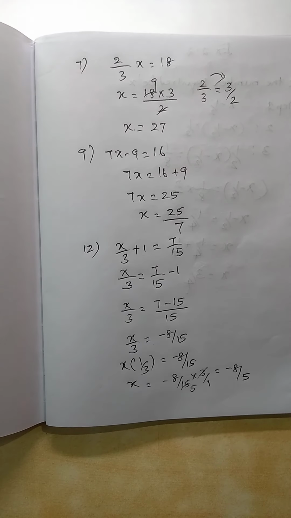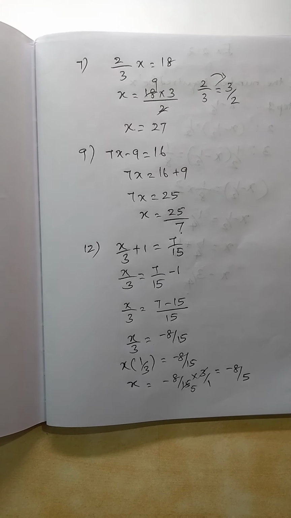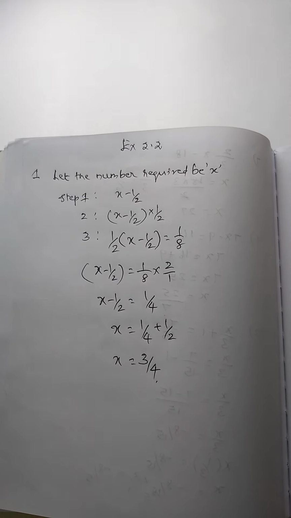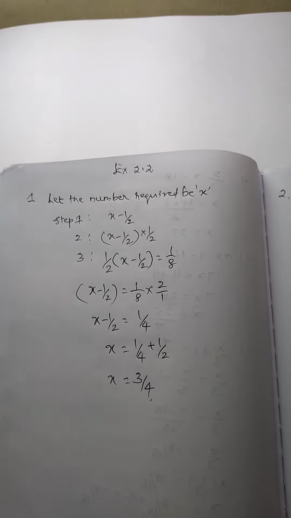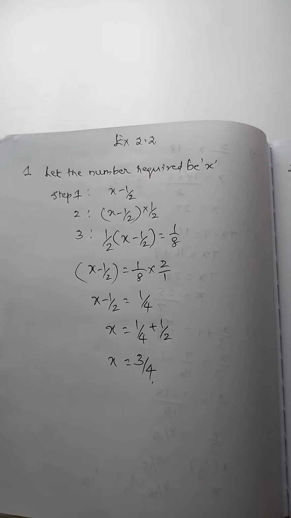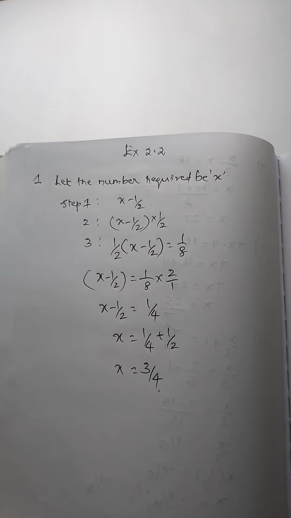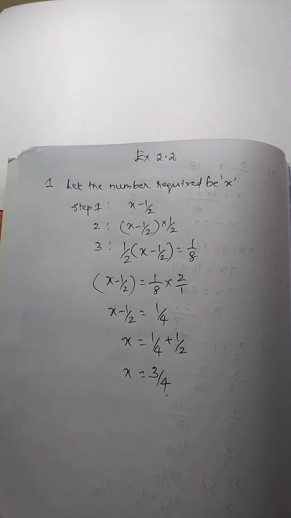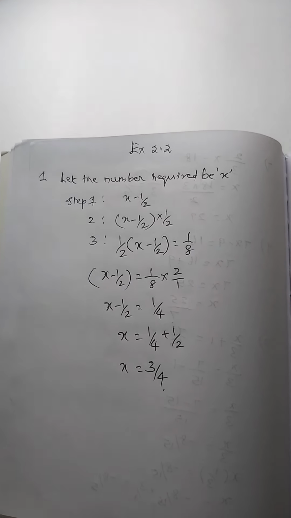So we come to the end of the first exercise, 2.1. We pass on to the next exercise, 2.2. In this exercise we will be dealing with word problems. First you need to read the problem, comprehend the problem, frame the equation, and then solve the equation. The first question goes like this.